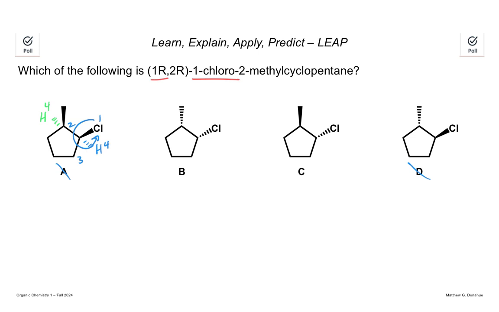Now we have 3 carbon atoms, so we have to differentiate them. The carbon bearing the chlorine will get priority 1. Then you have the ring carbon and then the methyl group. The ring will get priority 2. And then the methyl gets priority 3.